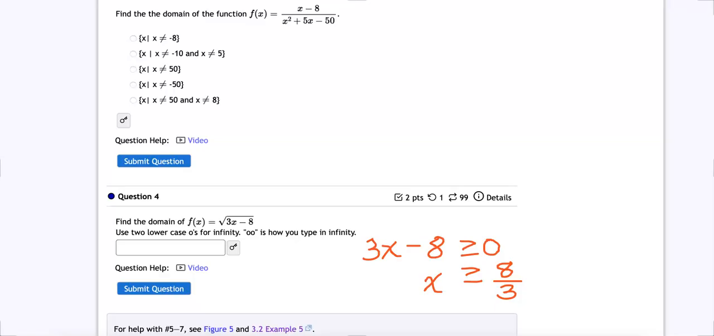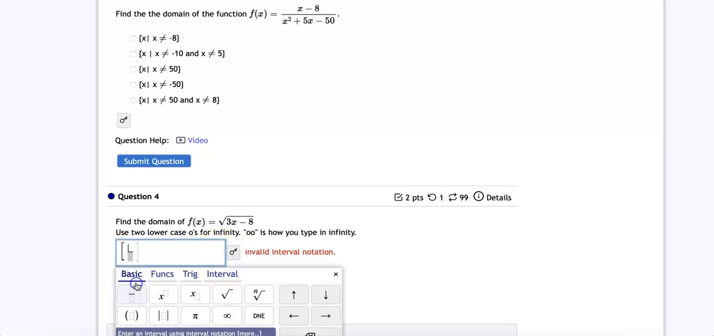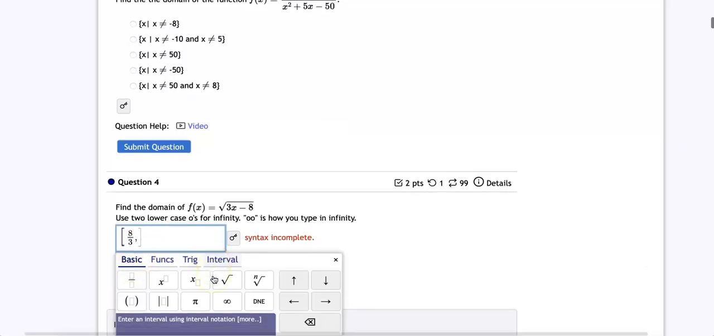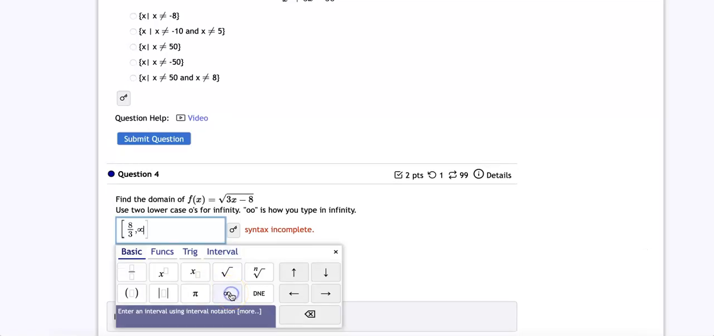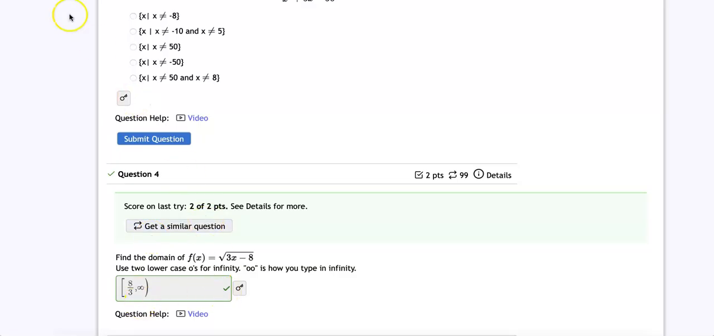Now, I don't want to put that inequality in here. Look at the directions. It says use two lowercase zeros for infinity. That tells me that what I actually need is an interval notation. So I want to go from 8/3 to infinity. So let me type that in. I'm going to do 8/3, comma, infinity. Now I could put the two zeros in, but there's also the infinity button here, so I'm just going to do that. Infinity always takes a parentheses, never a bracket, and so now I'm going to submit that question.